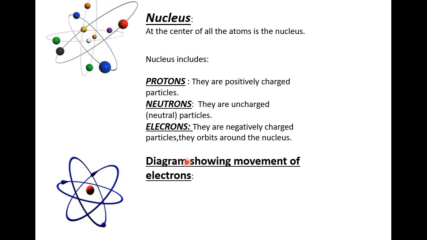In this diagram, it is clearly shown that the things which are orbiting around the nucleus are electrons. It is the same thing as the earth orbiting around the sun. So here the sun is the nucleus, and all the planets which are orbiting are said to be the electrons.